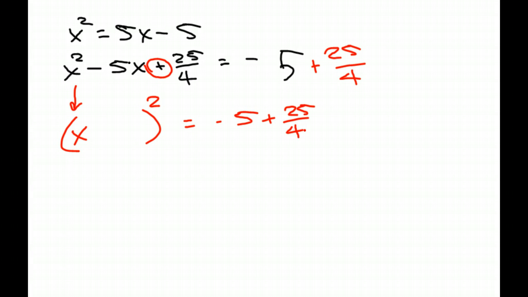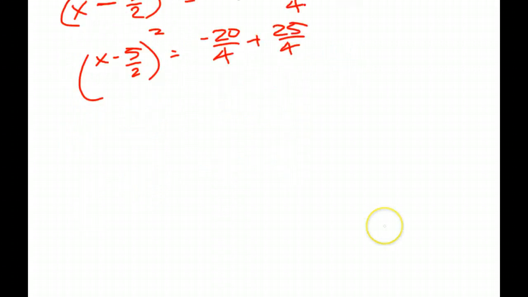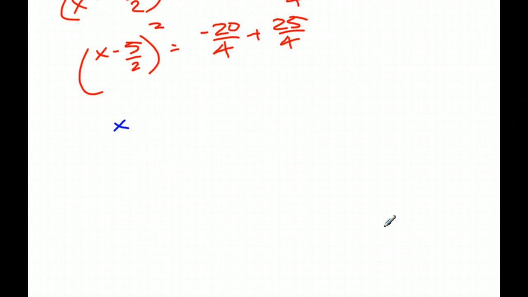Okay, we're just going to leave that alone for a minute. So half of 5 or the square root of 25 over 4 is going to be the same thing, 5 over 2. What sign? A negative, because we take that sign. So x minus 5 halves, quantity squared, equals negative 20 over 4 plus 25 over 4, because I changed this negative 5 to a negative 20 over 4. Gives me x minus 5 halves squared equals 5 over 4. Now what?